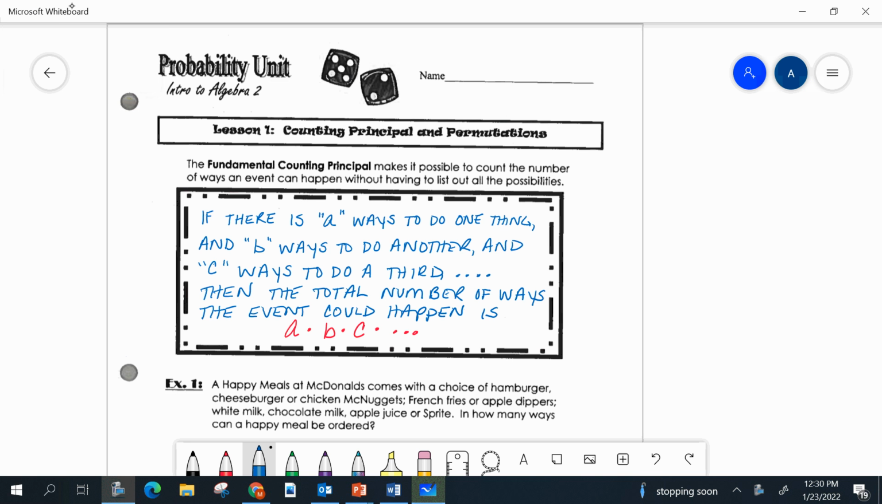All right, this video is going to be over the first lesson of our new probability unit, the counting principle and permutations. This probability unit sheet that you're looking at is a packet of all of the examples and notes. I passed this out in class.